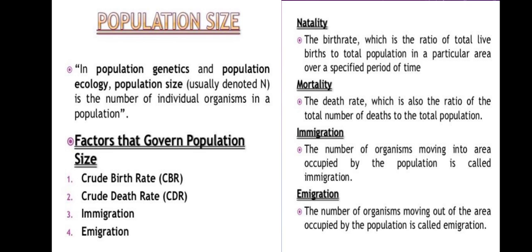Then immigration. Immigration means the number of organisms moving into an area occupied by a population. And then emigration means the number of organisms moving out of an area occupied by the population.